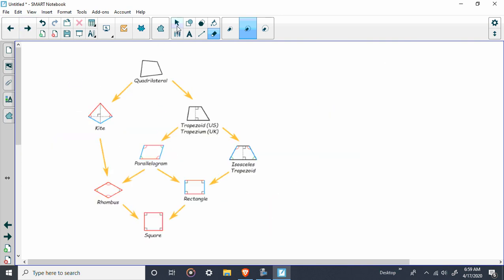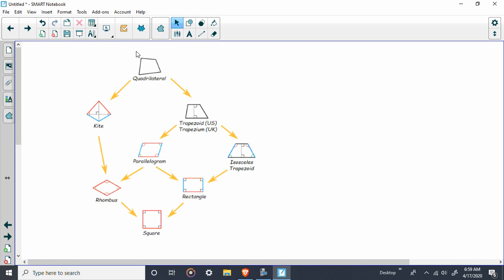So I found this little thing. I'm going to put a link to it on the website. But pretty much, is it a quadrilateral? Yes. Then what could it be, other than just being a kind of amorphous blob? It could be a kite, or it could be a trapezoid.